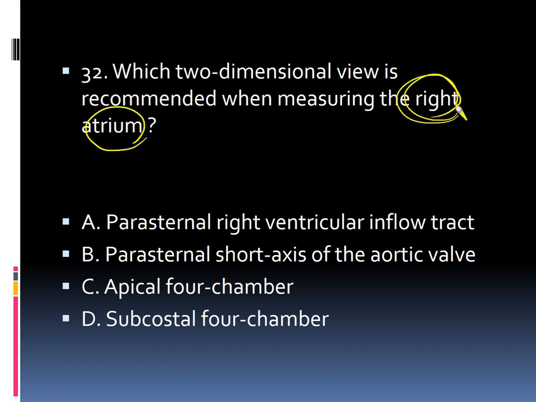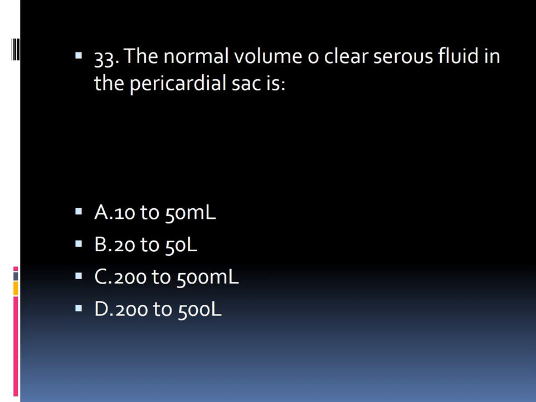The question asks which cross-sectional view is most suitable for measuring the right atrium. The correct answer is C. You should know that the right atrium can be measured most accurately in the apical four-chamber view. Let's check answer C and move on. Let's look at the next question.